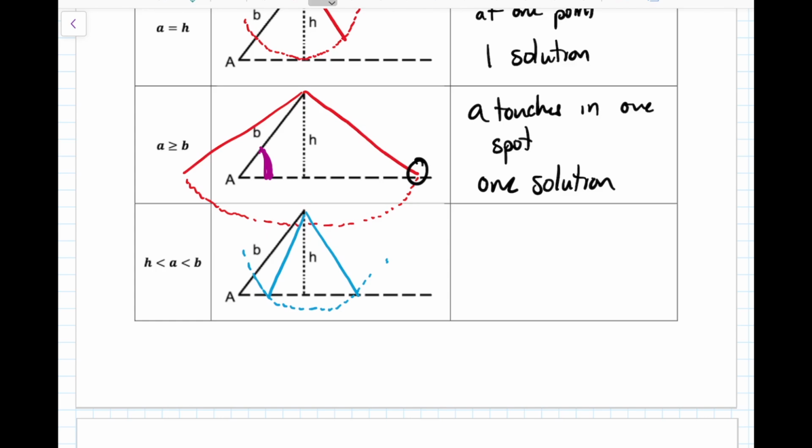And so this is the only time we end up with two solutions. So when A is in between H and B, A touches the opposite side in two places. And so we get two solutions. So that is all of the possibilities for when A is acute.